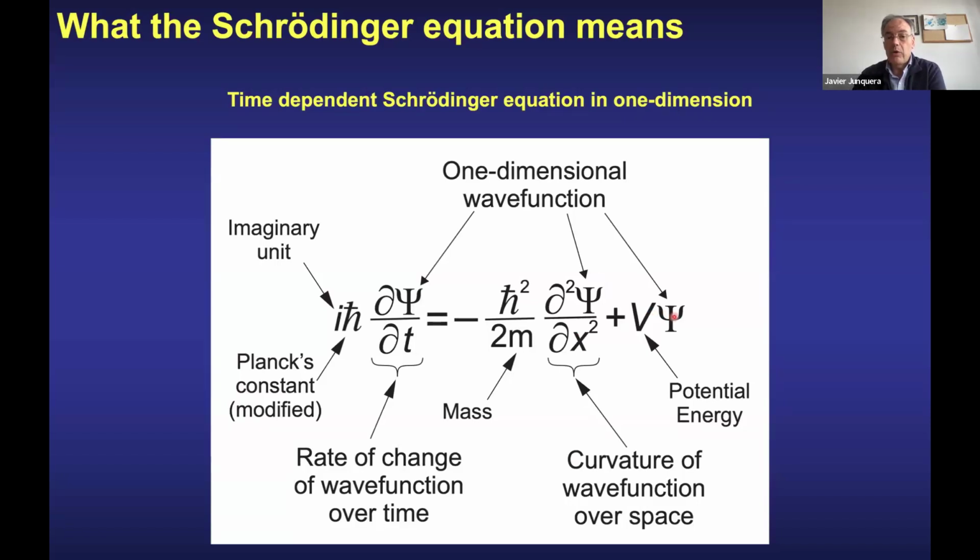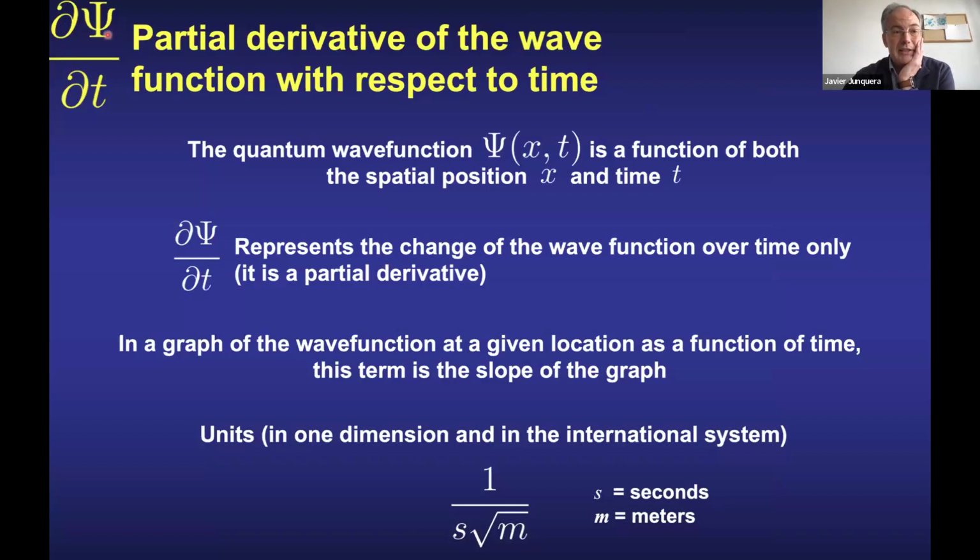So let's go one by one through the ingredients that appear here. Let's start with the first ingredient, that is the partial derivative of the wave function with respect to time. In principle, this object will be the solution of the Schrödinger equation, the quantum wave function. In principle, it may depend both on the position and time, okay?